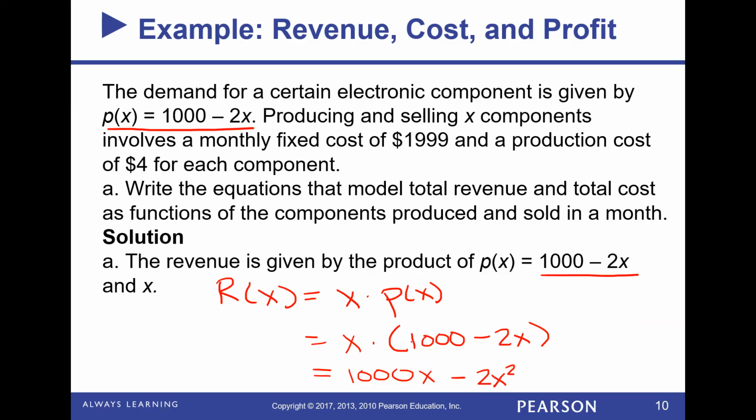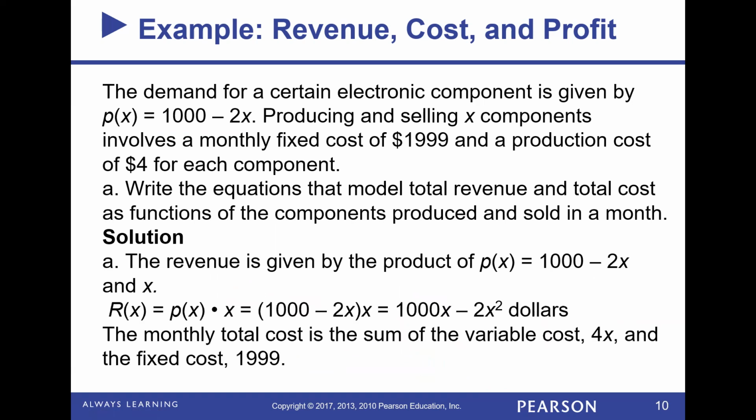Okay, and that's basically my beautiful revenue function there. Okay, now, since I've got my function for my revenue, now we need to go figure out our cost function. Now, our cost function, they actually told it to us. It says producing and selling X components involves a monthly fixed cost of $1,999, and then the production cost of $4 for each component.